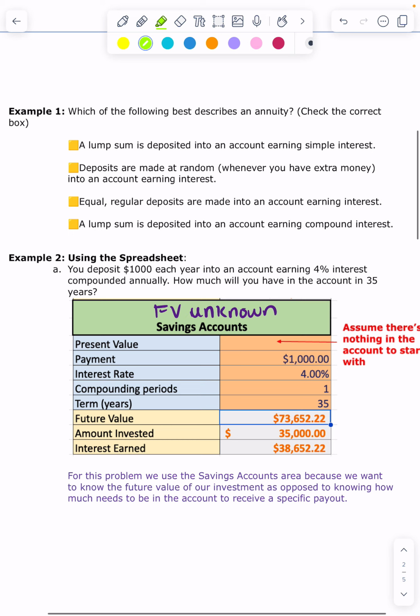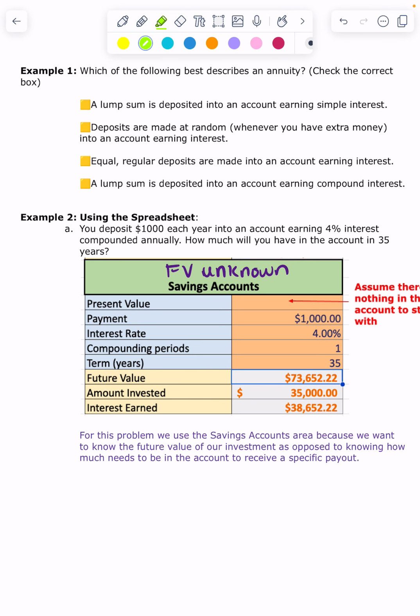So here's an example, one that is actually a homework problem. Which of the following best describes an annuity? Check the correct box. So the first one is a lump sum is deposited into an account earning simple interest. No, because that's only one deposit. Deposits are made at random. No, because for an annuity, deposits have to be regular. Equal regular deposits are made into an account. Yes, that one. That is what an annuity is.